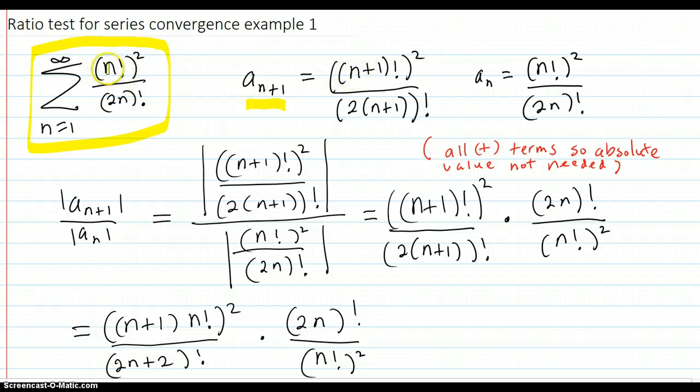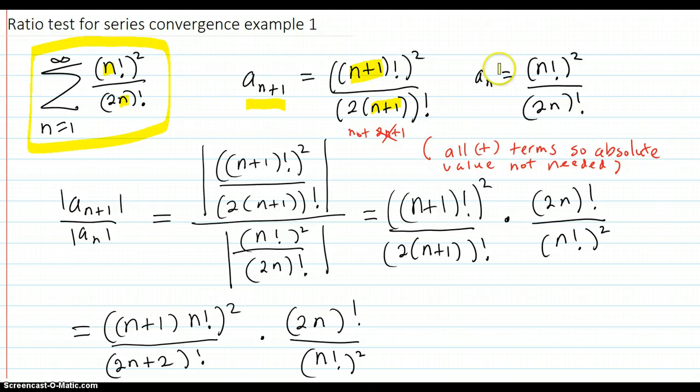The n is replaced by n plus 1. So you don't say n factorial plus 1, you say (n plus 1) factorial, and that's being squared. Then you replace this n, you've got to be very careful, with n plus 1 in the parentheses. It's not the same thing as 2n plus 1. It's not that. It ends up being 2n plus 2.